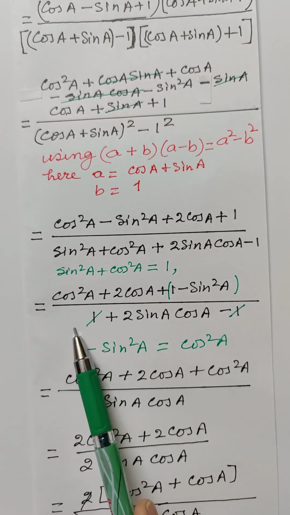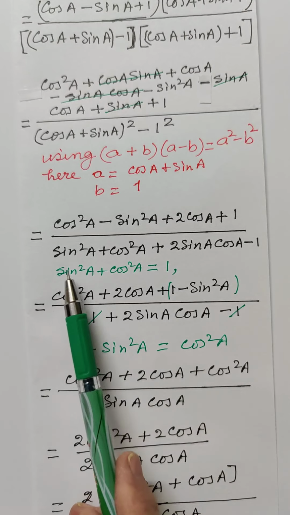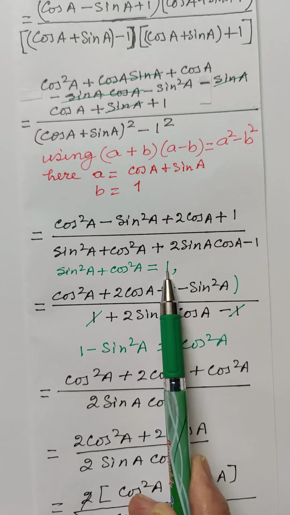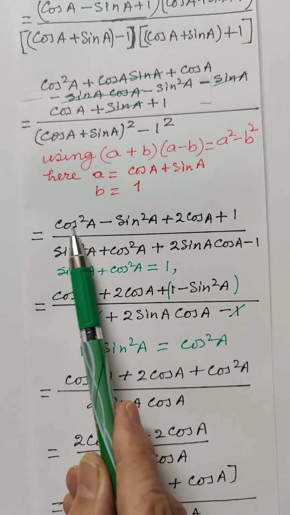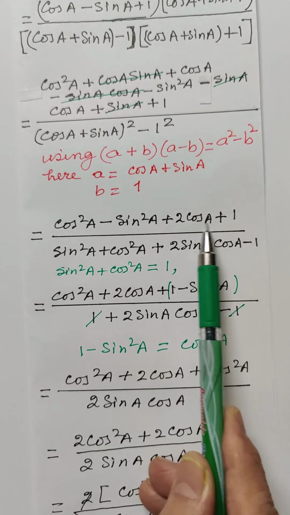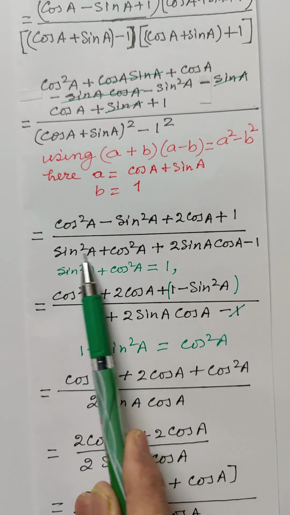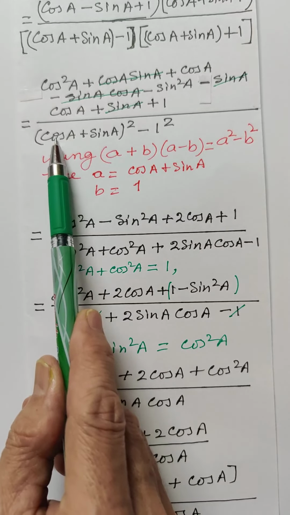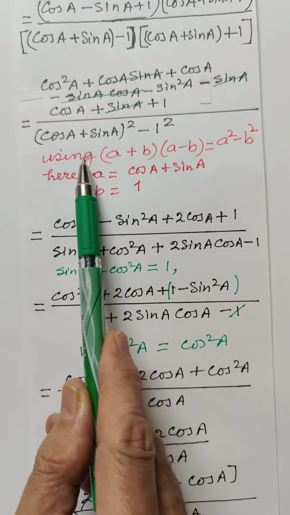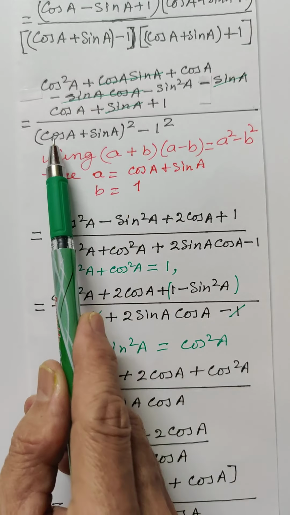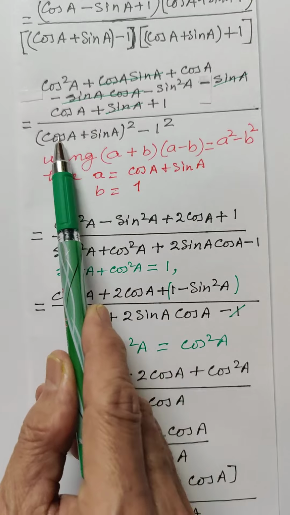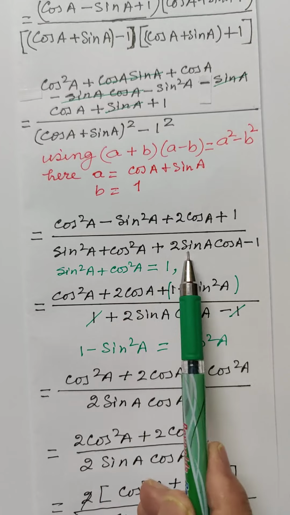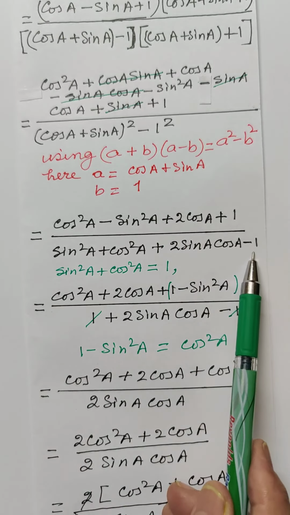So this 1 is reduced with this 1, and in place of sin square A plus cos square A we shall place 1. So the whole numerator has become cos square A minus sin square A plus 2 cos A plus 1, and in the denominator, sin square A plus cos square A, breaking the whole square, making the whole square of cos A plus sin A, using A plus B whole square, A square plus 2AB plus B square. So that is A square plus B square plus 2AB minus 1 as it is.